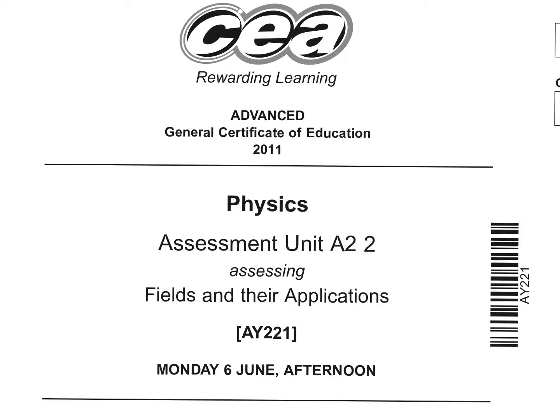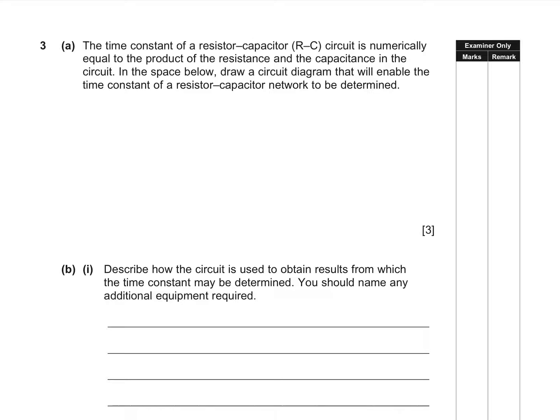We're still looking at this A2 CCEA paper from 2011, fields and their applications, and we're looking at question 3, which is the capacitor question. Time constant of a capacitor is numerically equal to the product of the resistance and the capacitance. Draw a circuit diagram that will enable the time constant of a resistor-capacitor network to be determined.